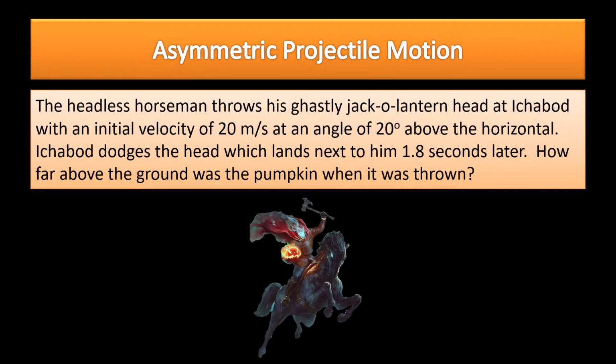Okay, so it says the headless horseman throws his ghastly jack-o'-lantern head at Ichabod with an initial velocity of 20 meters per second at an angle of 20 degrees above the horizontal. Ichabod dodges the head, which lands next to him 1.8 seconds later, so it hits the ground. How far above the ground was the pumpkin when it was thrown?